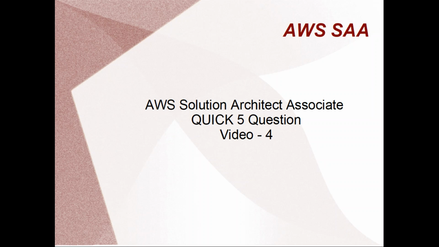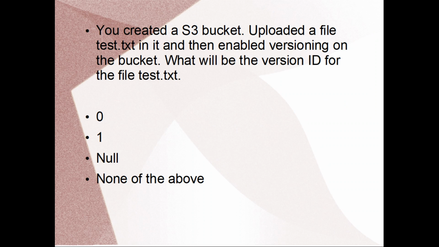So to start with, let's go and check the question which I gave to you in my last video. And the question was, you created a S3 bucket, uploaded a file text.txt in it, and then enabled versioning on the bucket. What will be the version ID for the text.txt file? So the options are 0, 1, null, and none of the above.